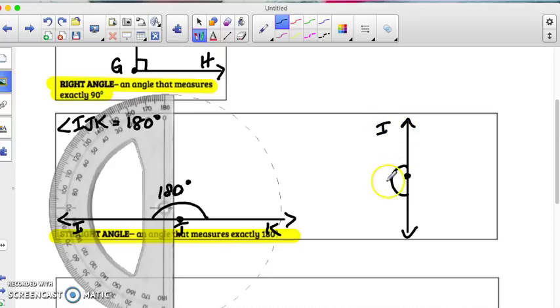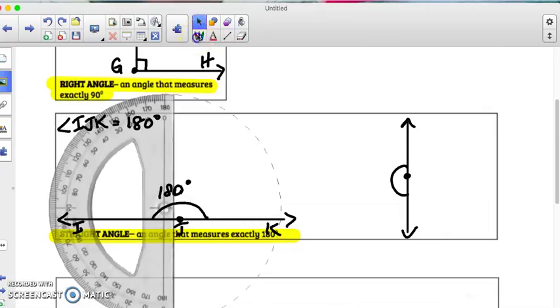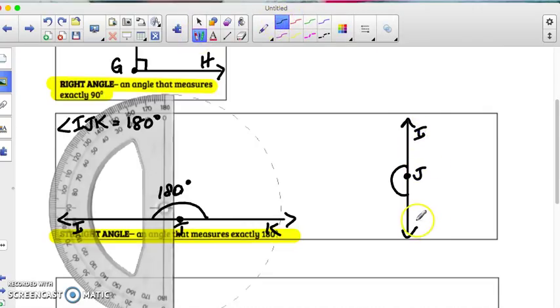So I keep doing it on the wrong side. Nope, I don't want that. Done. I want IJK, and we want 180 degrees.